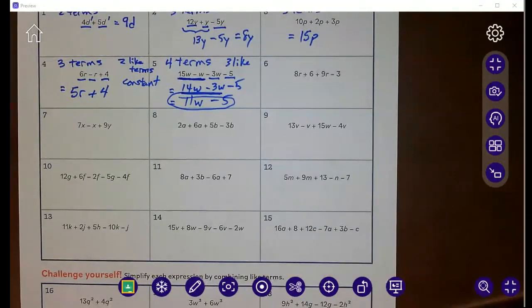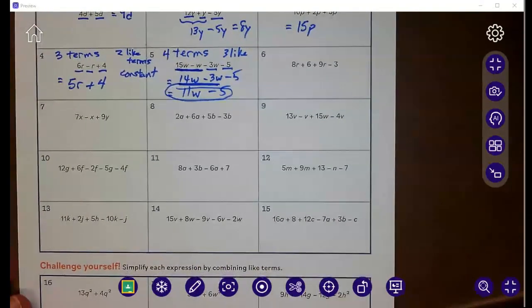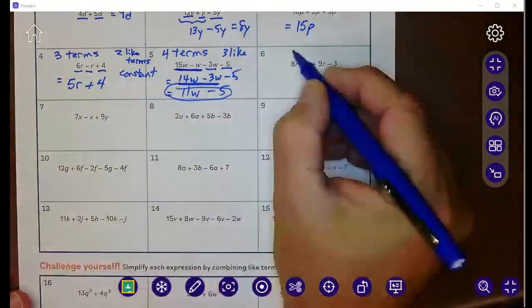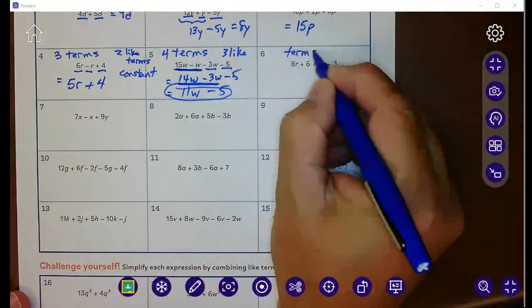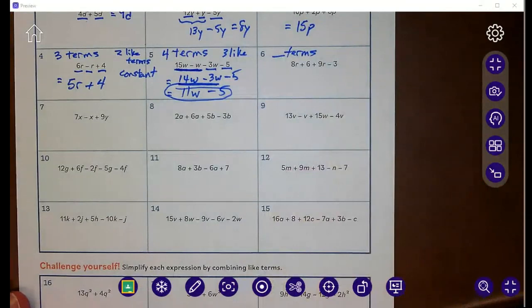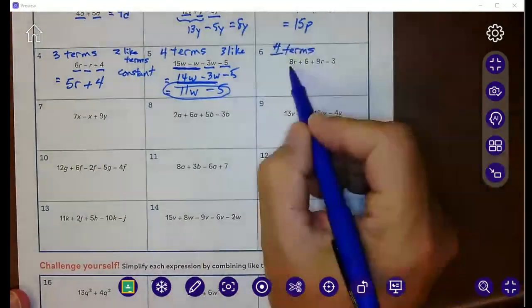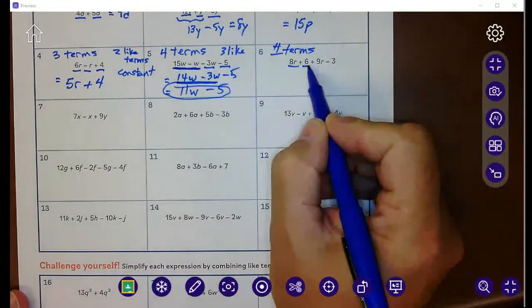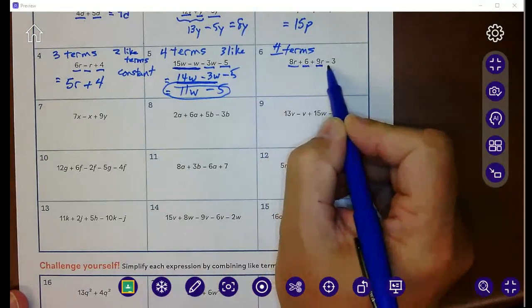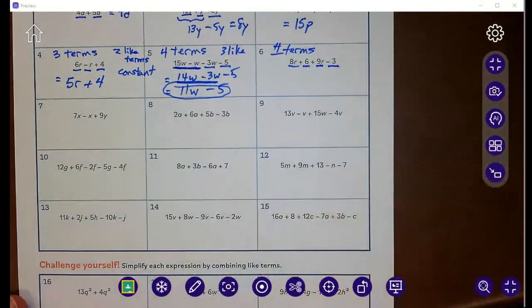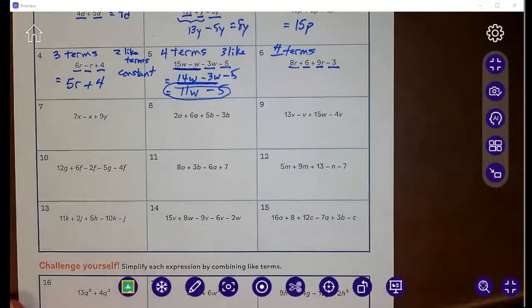All right, let's move to number 6. Mr. Roberts, how many terms are there? How many terms are there, Mr. Roberts? 4. Very good. That's exactly right. 8R, 6, 9R, and -3 are all terms. Each piece that's being added or subtracted is called a term.